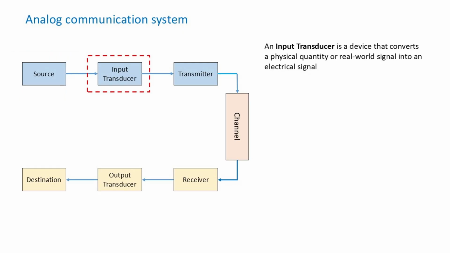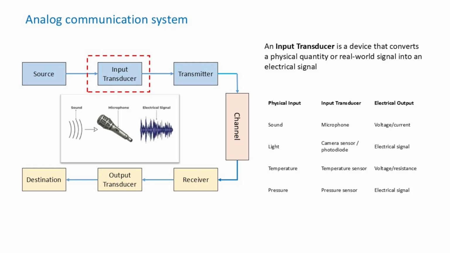The second block is the input transducer. An input transducer converts a physical quantity or real-world signal into an electrical signal that can be processed by the communication system. For example, a microphone converts sound waves into electrical signals, a camera converts light into electrical signals, a temperature sensor converts temperature into voltage, and a pressure sensor converts pressure into electrical signals.